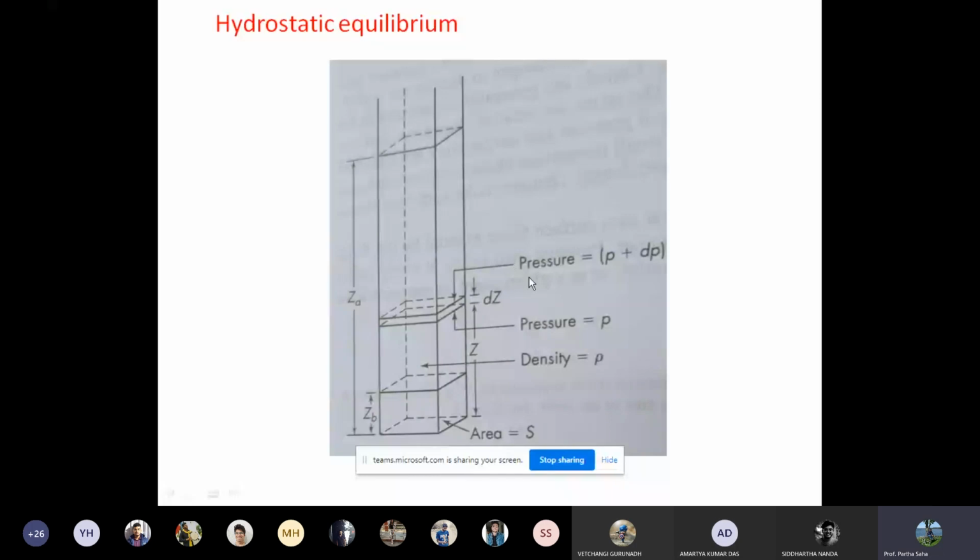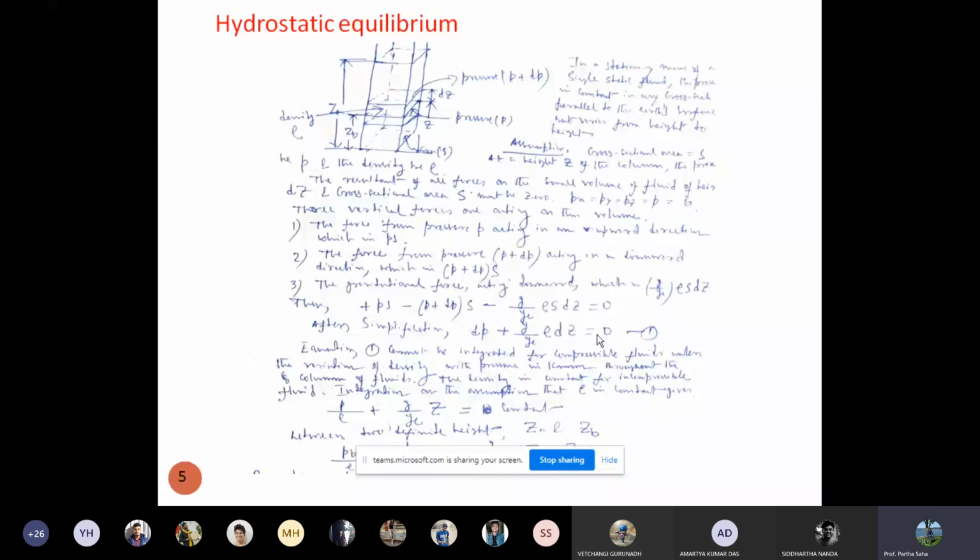Now this is the pressure, and then what is the force? Force will be pressure into area. So if you consider the bottom area is S, the top force will be P plus del P into S, and the bottom force will be P into S. Okay, so there are three forces. Let us look into the previous slide, what I have just explained to you.